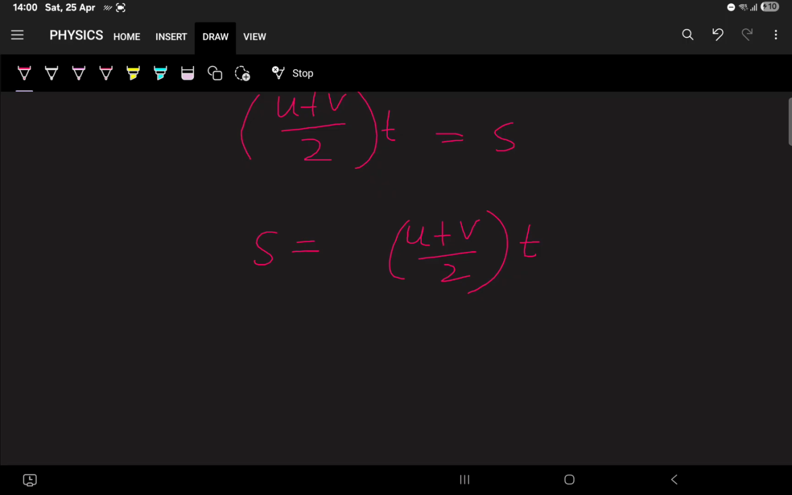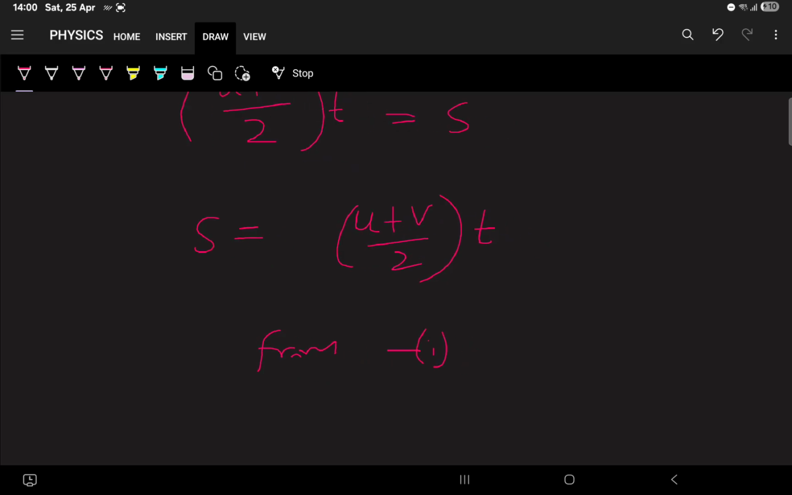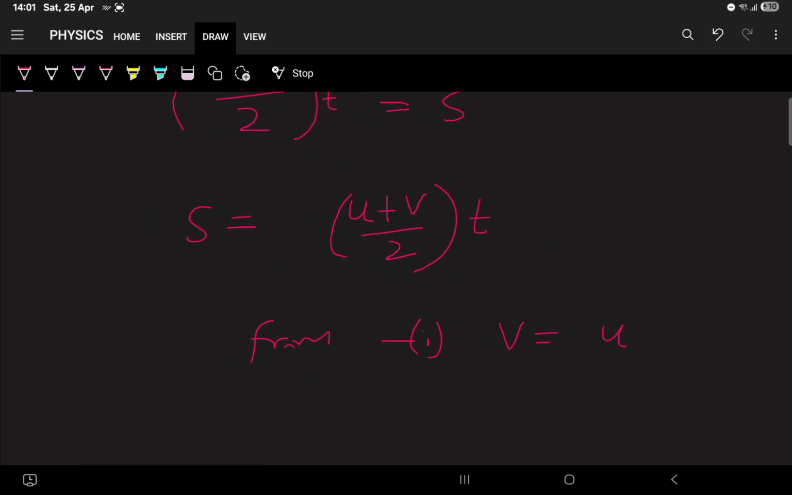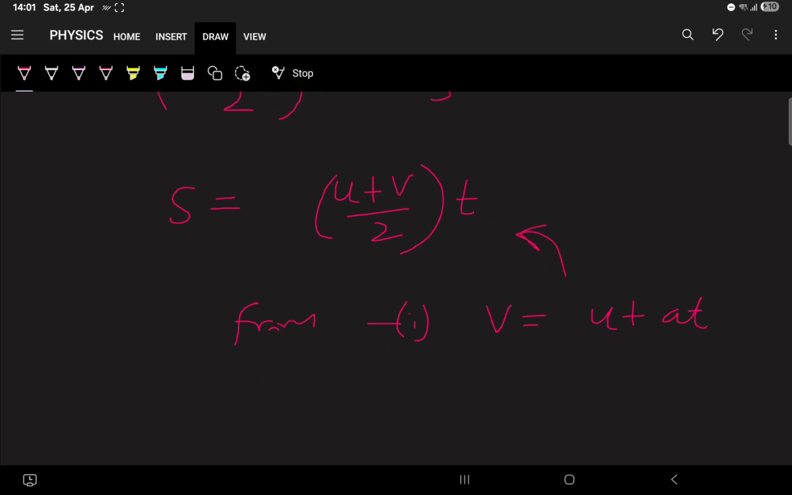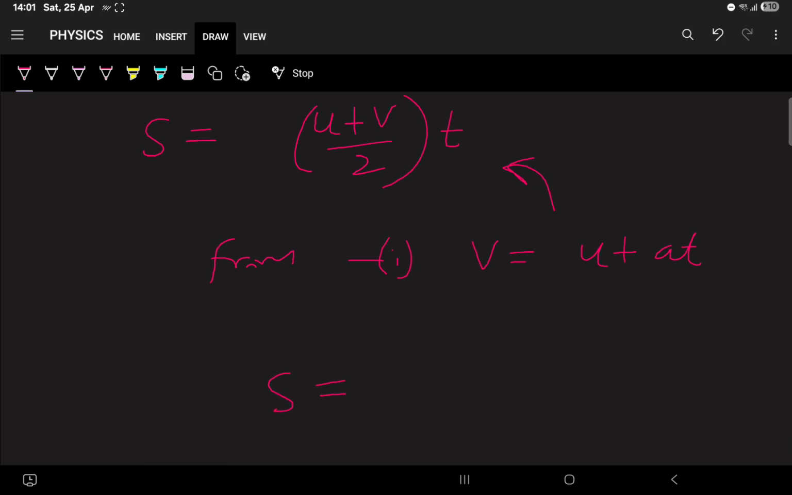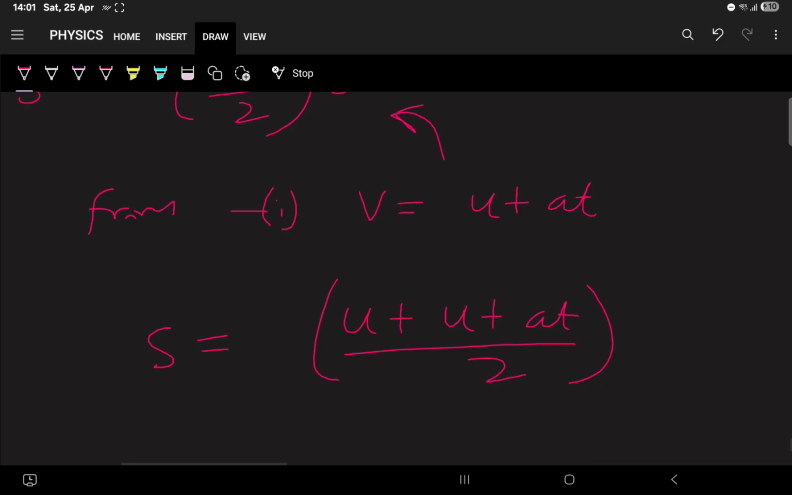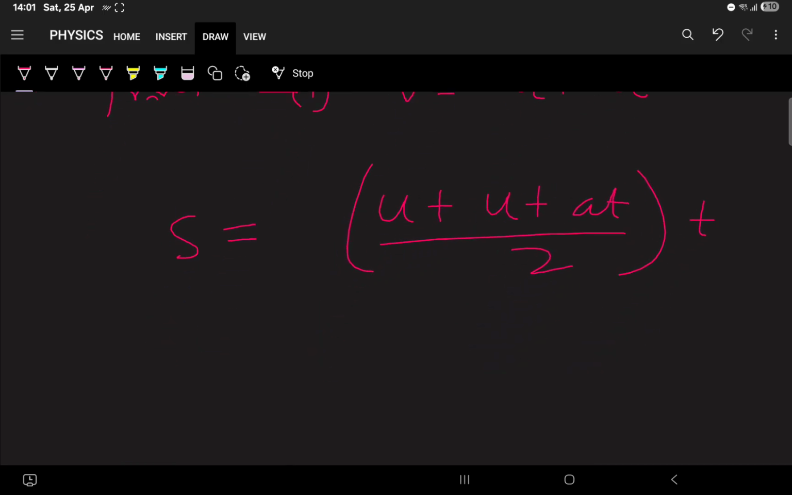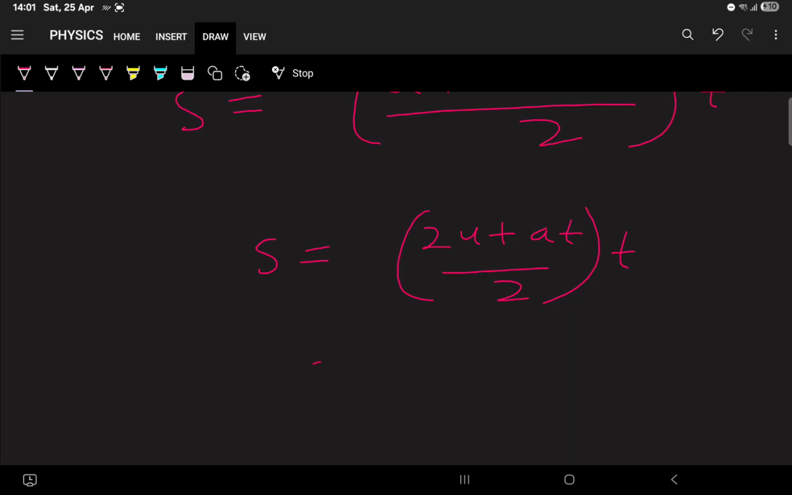Now from equation 1 of our equations of motion, we know that v equals u plus at. Now substitute this right in here. So s is going to equal u plus v, which is u plus at, divided by 2. Remember parentheses, then t. Now simplifying this, s is going to equal u plus u is 2u plus at over 2, parentheses, you have t outside.